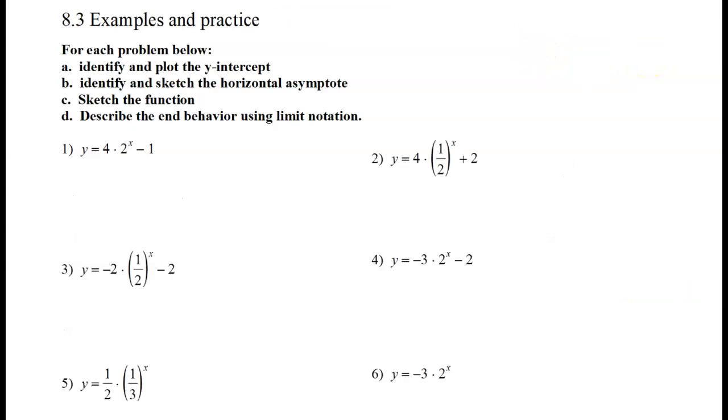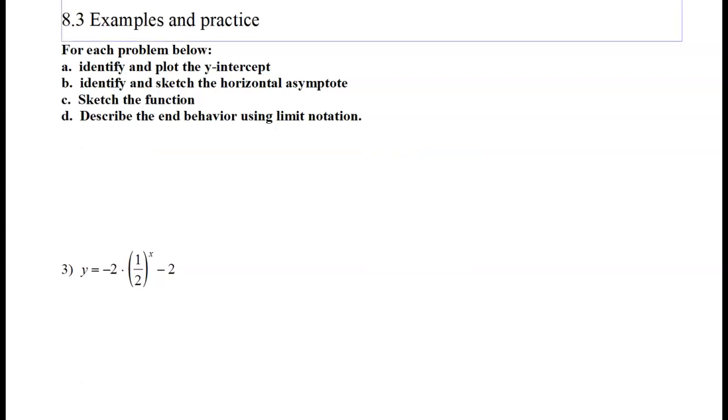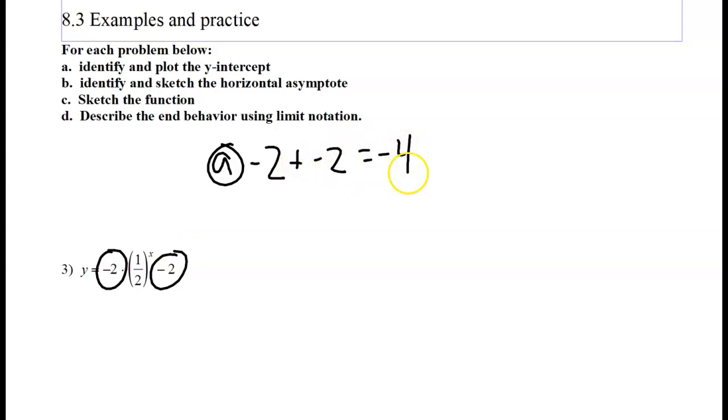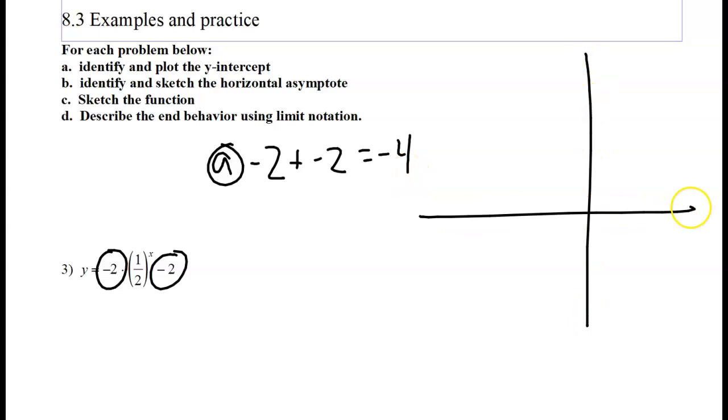Let's go ahead and take a look at the next one. I'm going to be doing the odd problems on this worksheet, so I'm going to do number 3 next. See if you guys can beat me to the punchline here. A, what is the y-intercept? To find the y-intercept, you take your A value, and you're going to combine that with your C value. -2 plus -2 is -4. So my y-intercept is going to be -4.